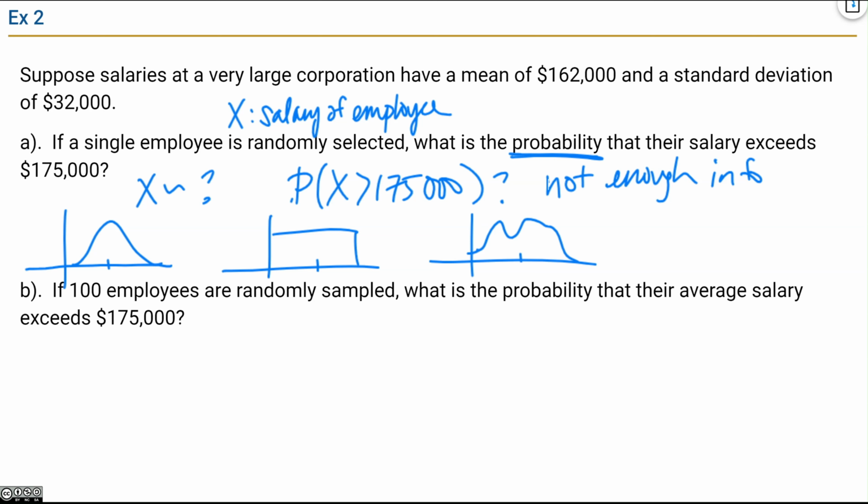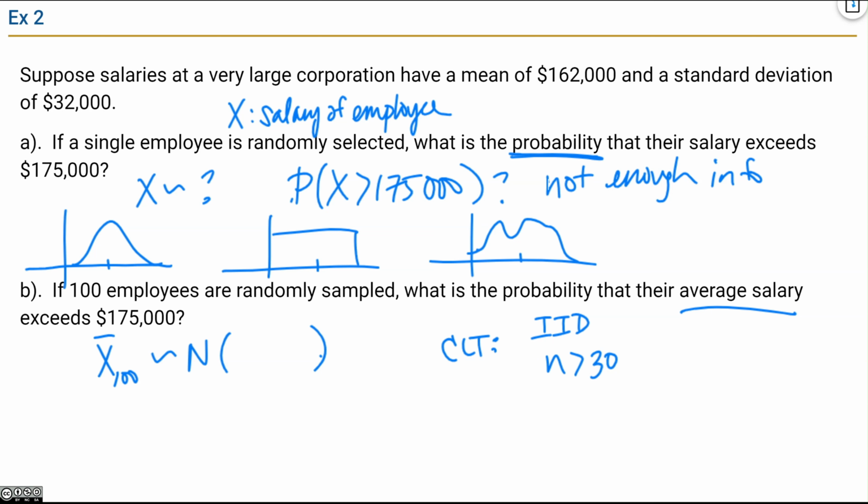So is that also the case in B? Well, for B, now I want to know their average salary. So now I'm interested in the distribution of the sample average of a sample size of 100. And this is where the central limit theorem can come into play. Let's make sure that our criteria holds. Can I assume that I have IID? For the central limit theorem, I need IID and I need n to be large, so n greater than 30 at least.